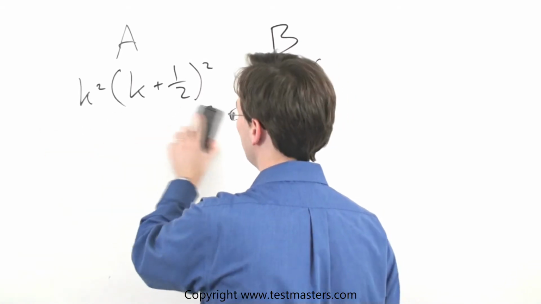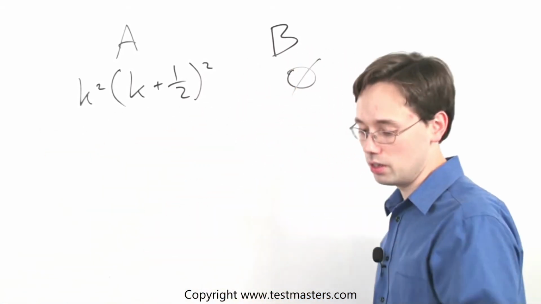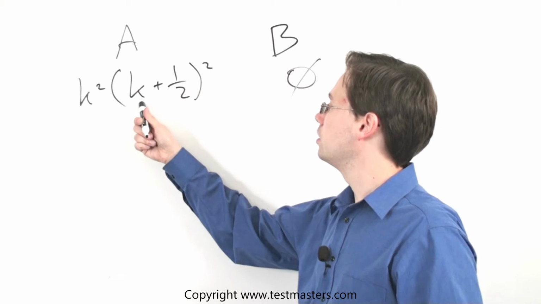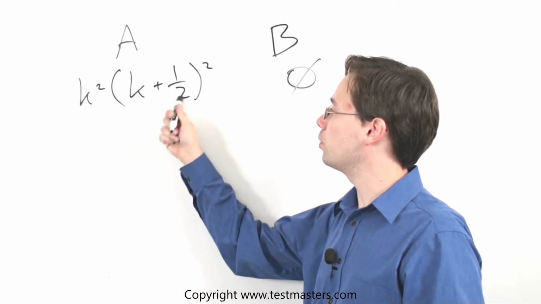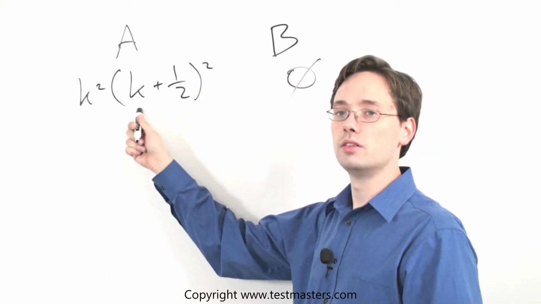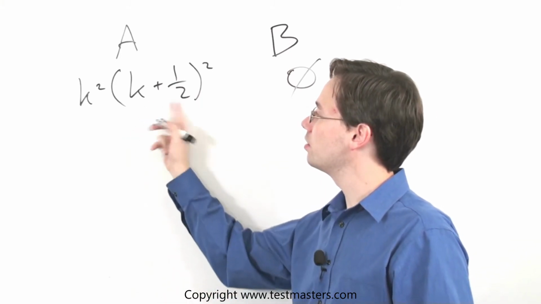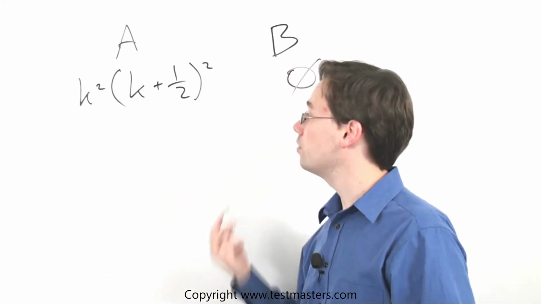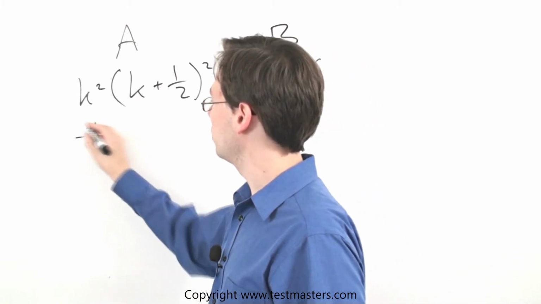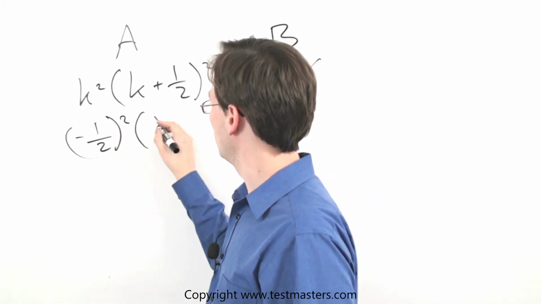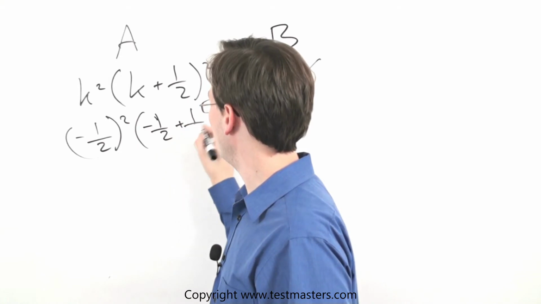But we're not done yet because we now need to consider fractions. And if you look at this, what number could I plug in for k that would cancel out here? -1/2. You see, a -1/2 for k would make this 0. If I plug in -1/2, this would be (-1/2 plus 1/2) squared.